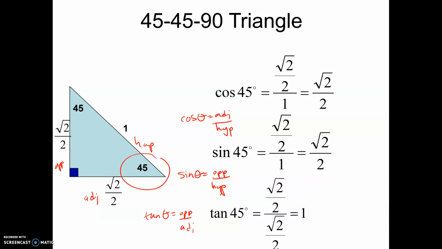So that's that. And it doesn't matter, I could have easily used this angle, and if I had used this angle instead, then this side would be opposite, and this side would be adjacent, and you can prove it to yourself. I'm not going to do it here, but you would end up getting the exact same values.